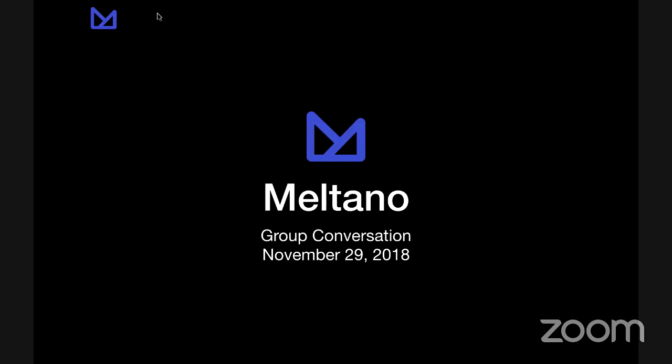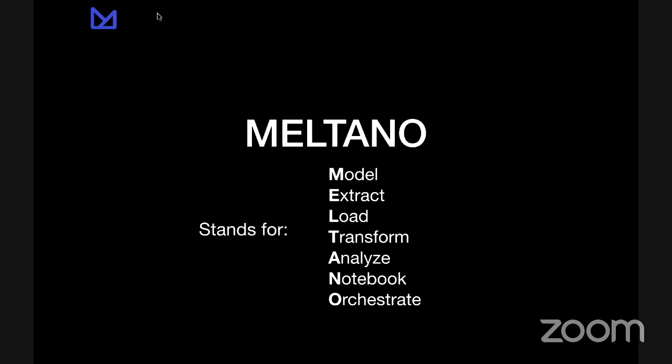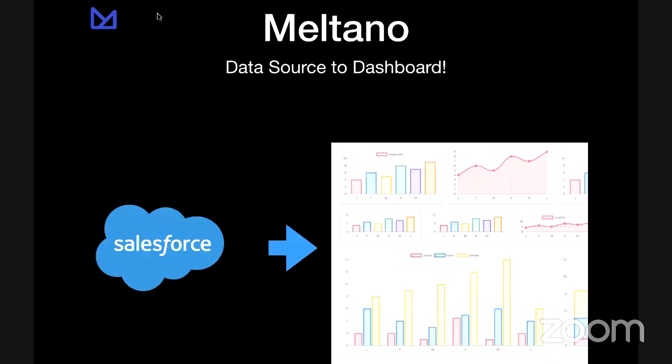Okay. So this is the Meltano group conversation for November 29th, 2018. My name is Jacob Schatz. I am leading the Meltano team. Meltano stands for Model, Extract, Load, Transform, Analyze, Notebook, and Orchestrate. Right now we have Model, Extract, Load, Transform, and Analyze working. In the future, we're going to be doing Notebook and Orchestrate. And that's where we're at right now with Meltano.